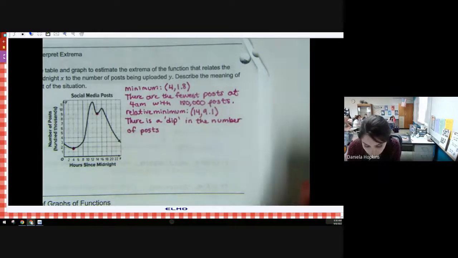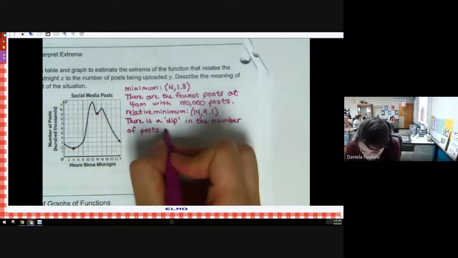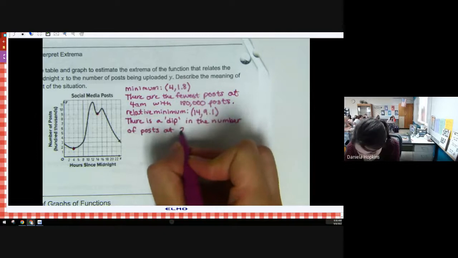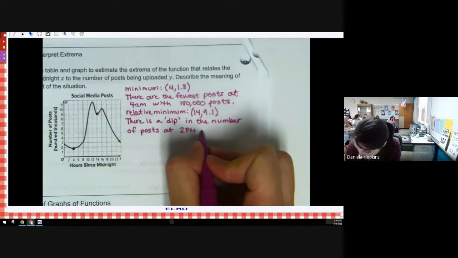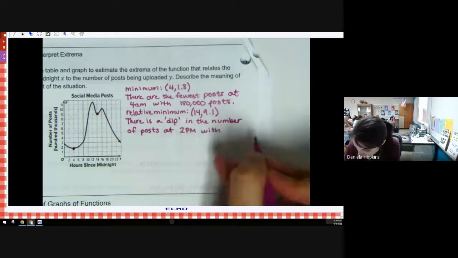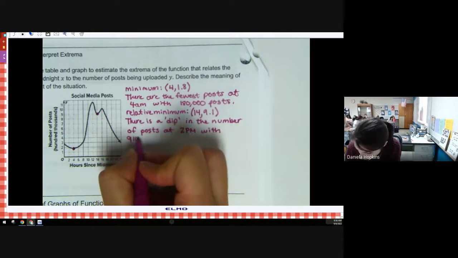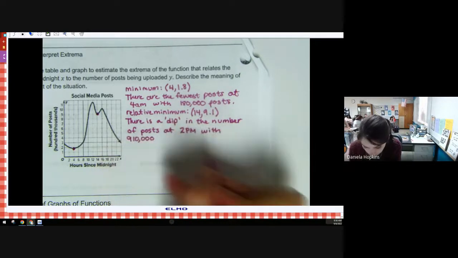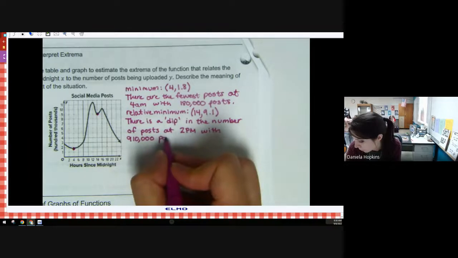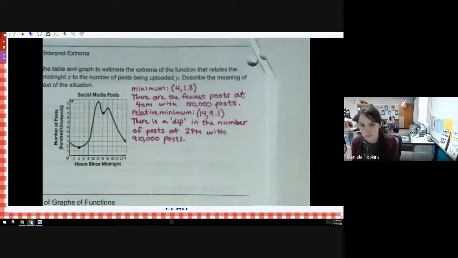So there is a dip in the number of posts at 14 hours after midnight, which would be 2 p.m., with 910,000 posts. Okay, so that takes care of our minimums here.